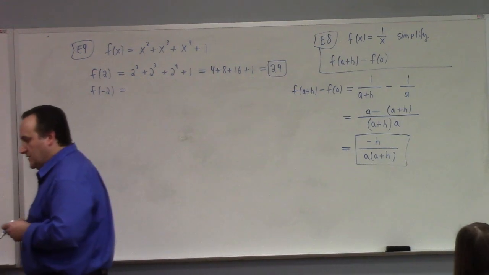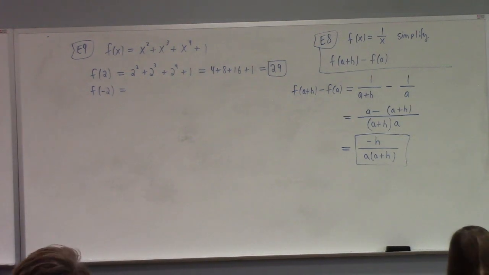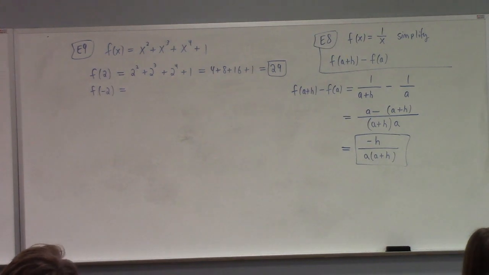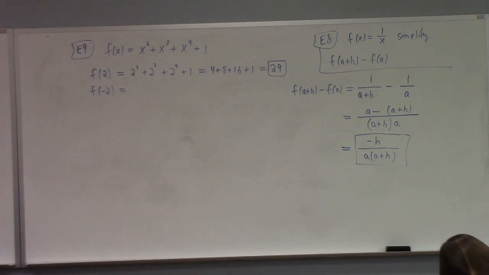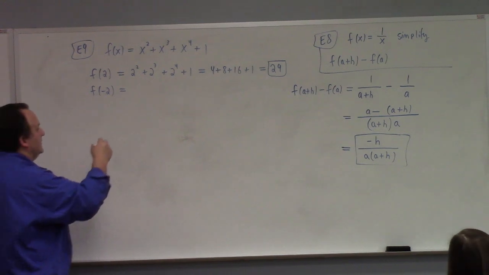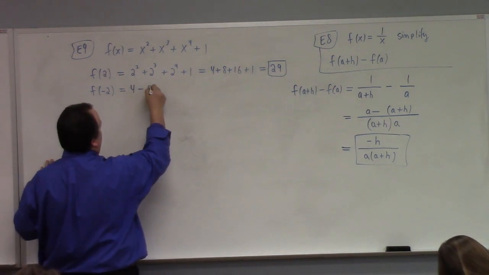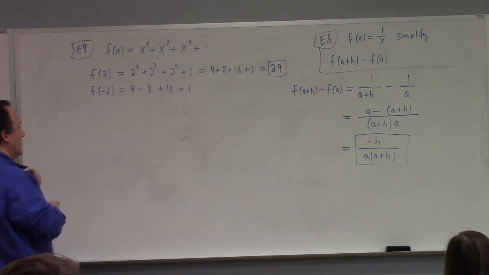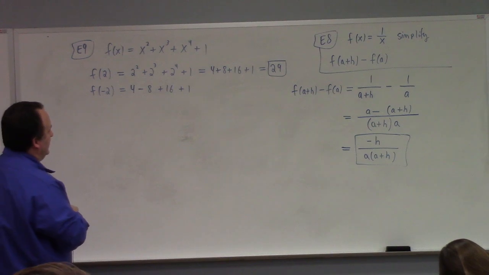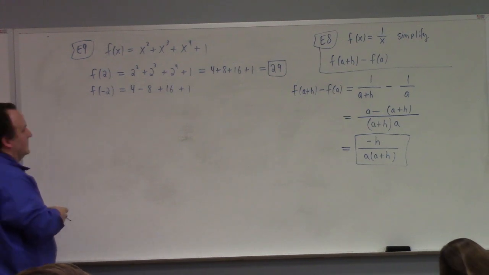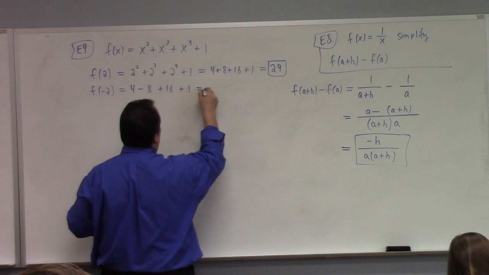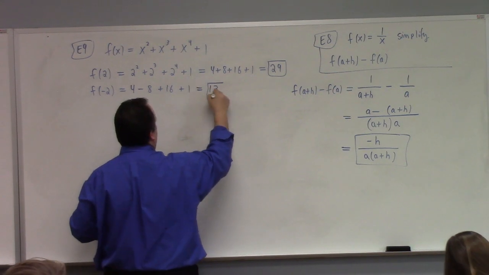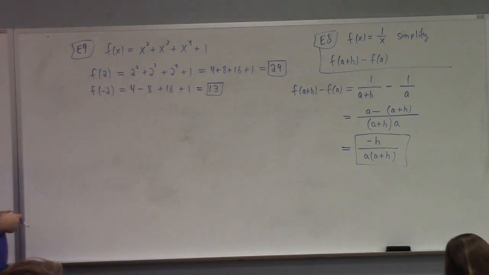What's the difference when you plug in minus 2? It's the same but different. Different how? When we have a negative number to an odd power, we get a minus. If we have a negative number to an even power, we get plus, right? So 4 minus 8 plus 16 and plus 1. 12, 13, 21? I've got one vote for 21, one vote for 13. Negative 4 plus 16 is 12. Yeah, 13. So it's 21 minus 8, right? Yeah, you missed the 8. It's all good.